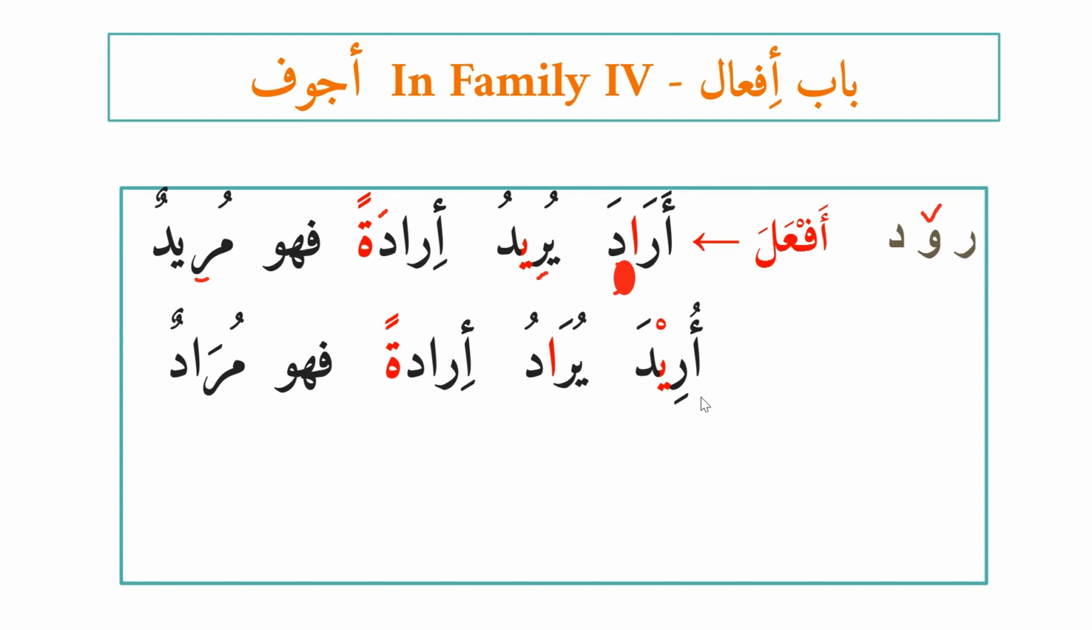past passive becomes ufila, urida, then yuradu, urida, yuradu, masdar same, iradatan. Then the maful pattern would be muradun. Instead of kasra, you have fatha on the second letter. So with fatha comes alif, so it becomes muradun. Okay.